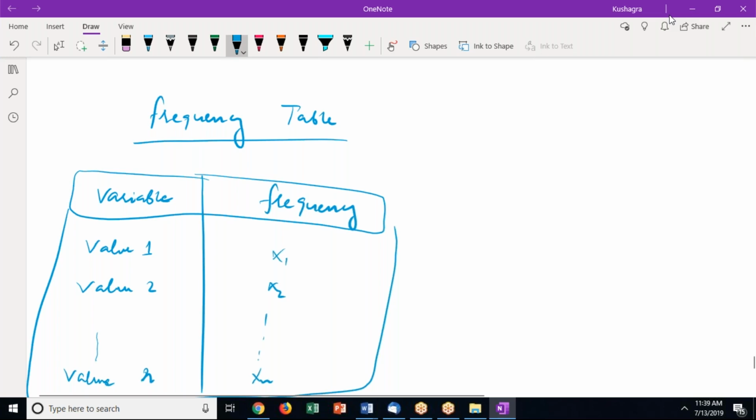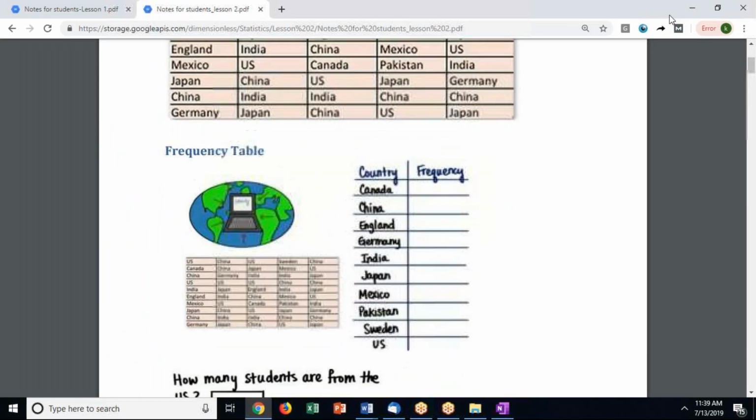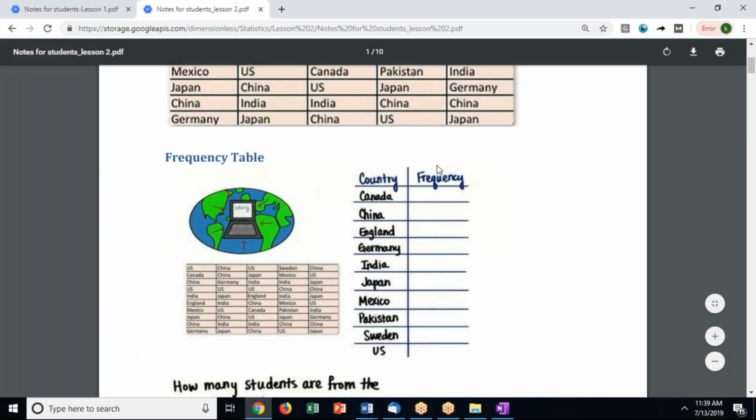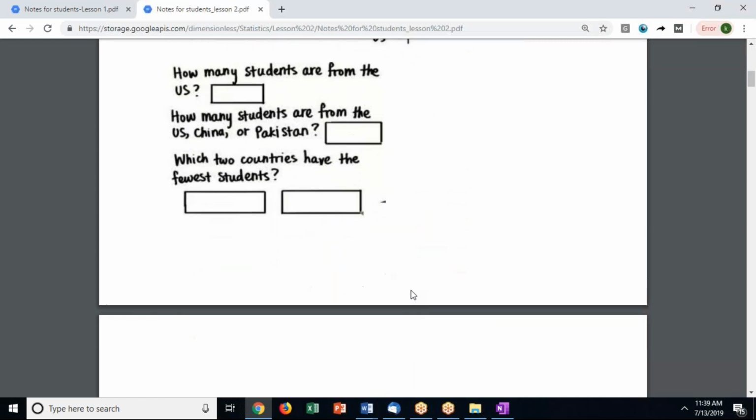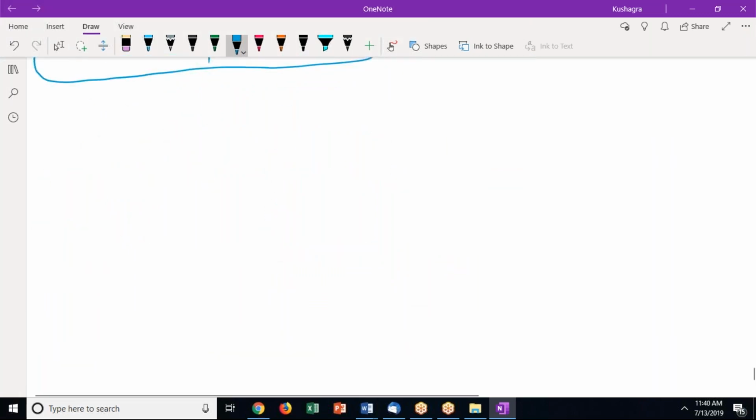So rather than directly working with the data, you would want to work with a frequency table, which will always be a better way to work with the data. In this case, you can figure out how many times China, India and all those different countries are occurring, and draw a frequency table. So that's the concept of frequency. What is frequency? The number of times any variable has occurred. Frequency is the number of occurrences of a given item.